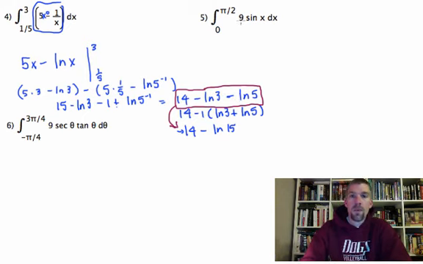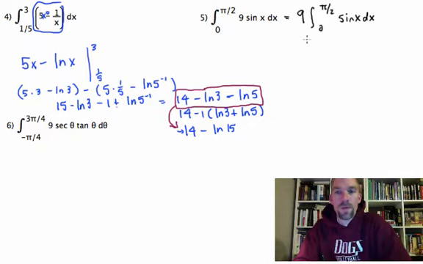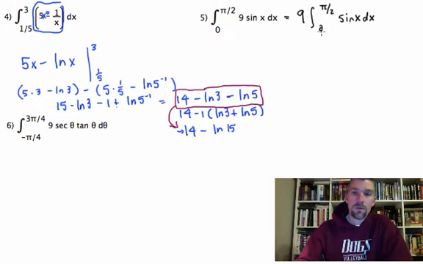Okay? Well, what about 9 sine x dx? Well, remember, some of our properties of integrals say that we can move any coefficient that's multiplying out into the front. So that really cleans up our integral quite a bit, because now we're actually working with 9 times the integral from 0 to pi over 2 of sine x.